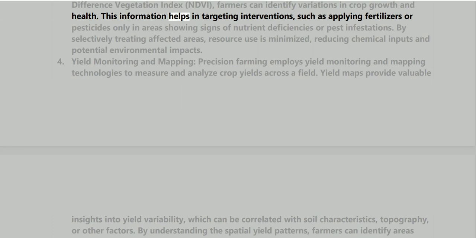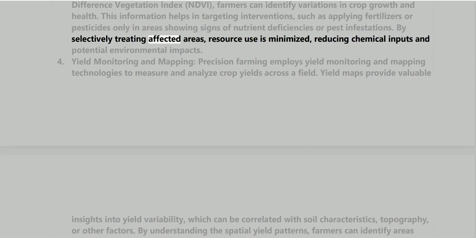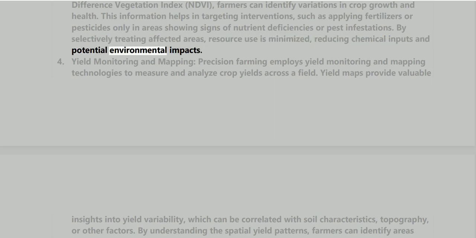This information helps in targeting interventions, such as applying fertilizers or pesticides only in areas showing signs of nutrient deficiencies or pest infestations. By selectively treating affected areas, resource use is minimized, reducing chemical inputs and potential environmental impacts.